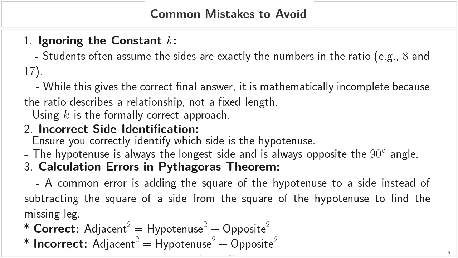Finally, be very careful with calculation errors when applying the Pythagoras Theorem. A very common mistake I see is adding the square of one side to the square of the hypotenuse, instead of subtracting. If you are trying to find a missing leg, such as the adjacent side, you must subtract the square of the opposite side from the square of the hypotenuse. To be clear, the correct way is adjacent squared equals hypotenuse squared minus opposite squared. The incorrect way, which you must avoid, is adjacent squared equals hypotenuse squared plus opposite squared. Keep these 3 points in mind, and you will avoid the most frequent mistakes students make in this topic.